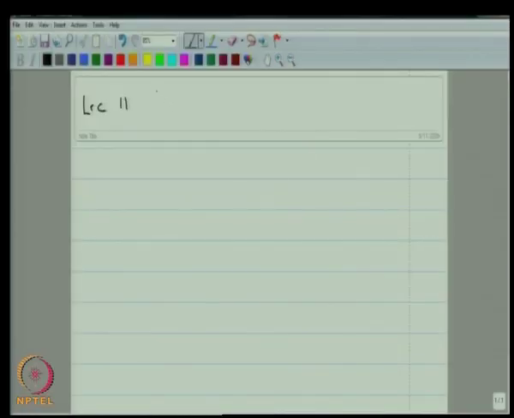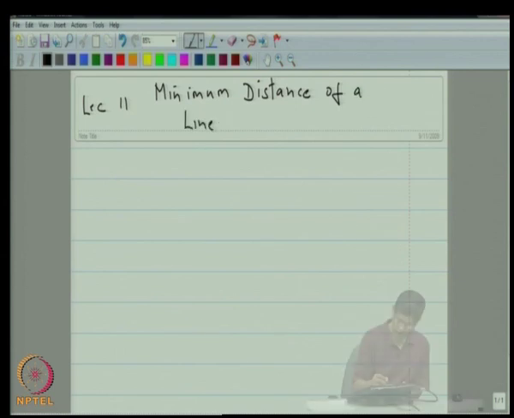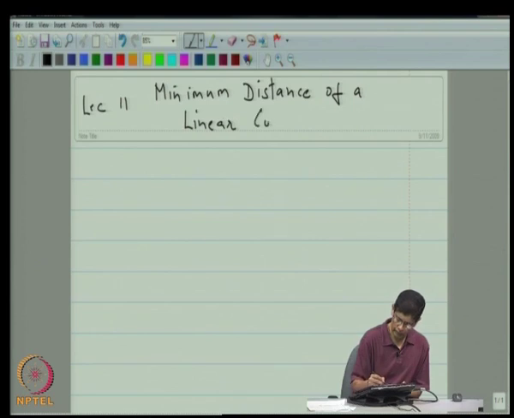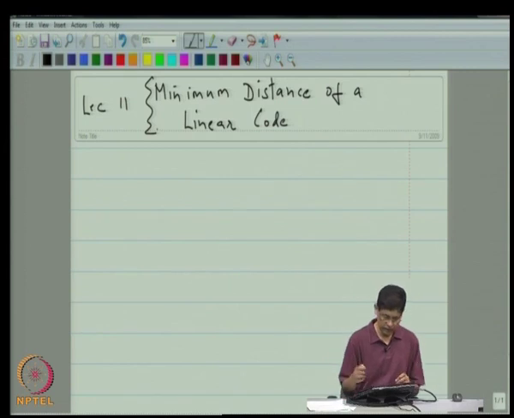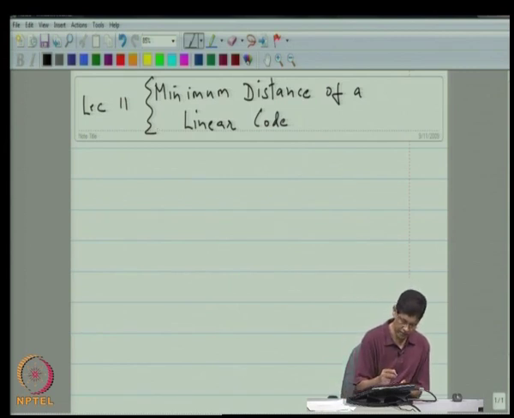So, we will call this the minimum distance of a linear code, right. So, let me just begin with a recap.